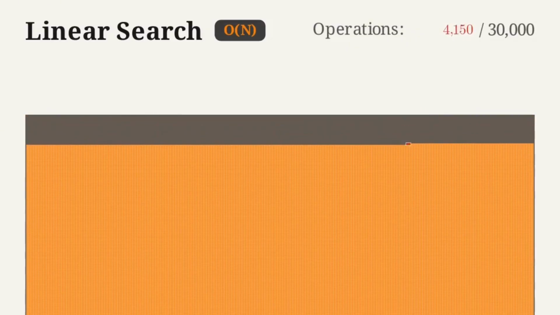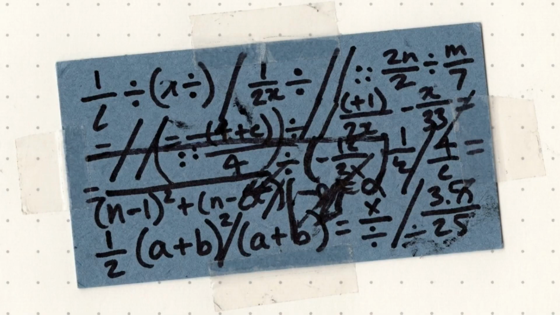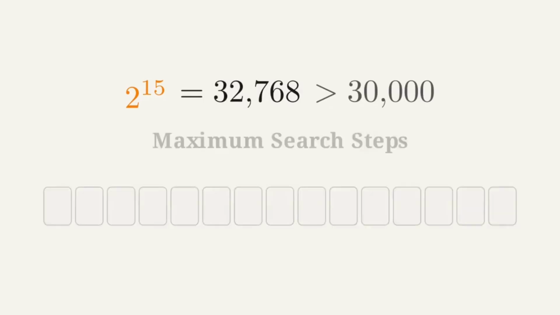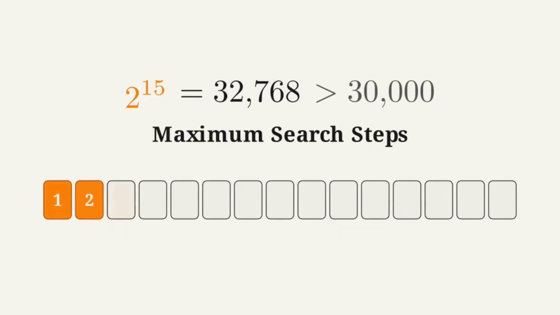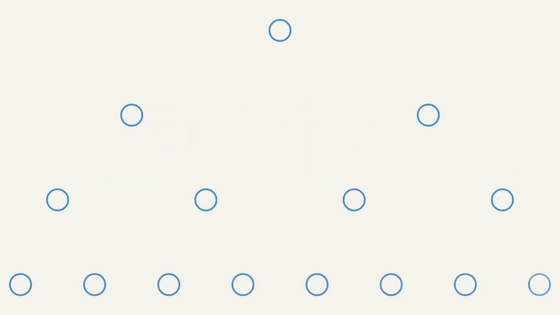Consider that 30,000 item problem again. A linear search might require 30,000 distinct checks to guarantee a result. But the math of the binary search tells a different story. Since 2 to the 15th power is over 32,000, the computer can find any item in that list in a maximum of just 15 tries.